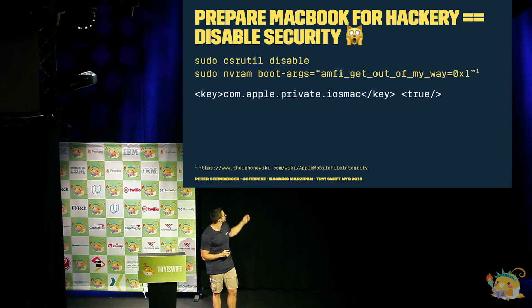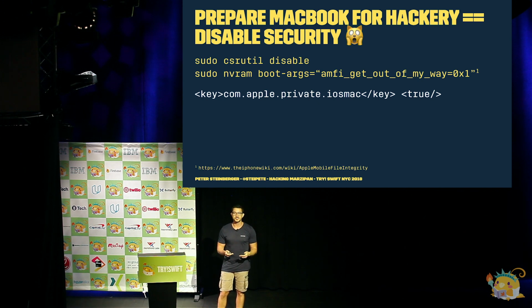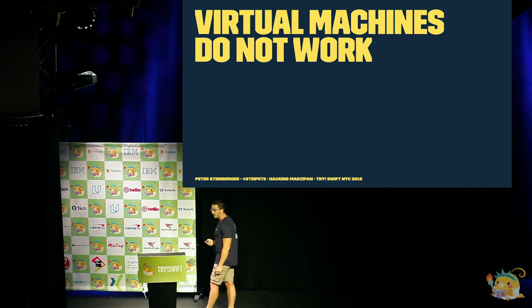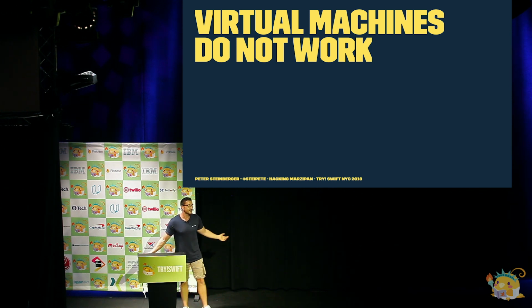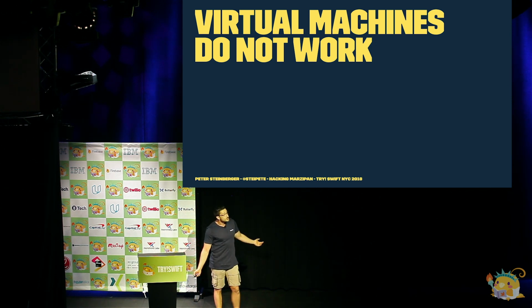And we need this because for apps to run on the iOSMac platform, they need this magic entitlement called Apple Private iOSMac. And if you don't disable security, the system will kill the app before it has a chance to run. Oh yeah, and because nothing's ever easy, virtual machines don't work.